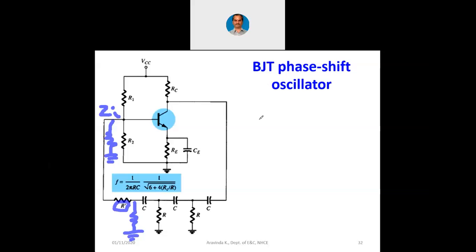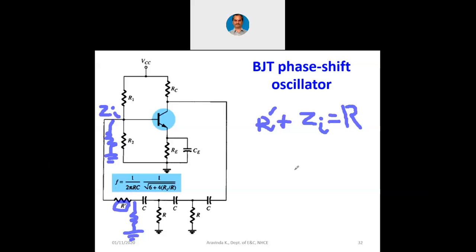No idea? Let me write it here. Now this R dash plus Zi should be equal to R. Right? See, this Zi is connected to ground. Now we should have a series resistance in such a way that R dash plus Zi should be equal to R. Now it is equivalent to one R getting connected to ground. I hope you got this point.